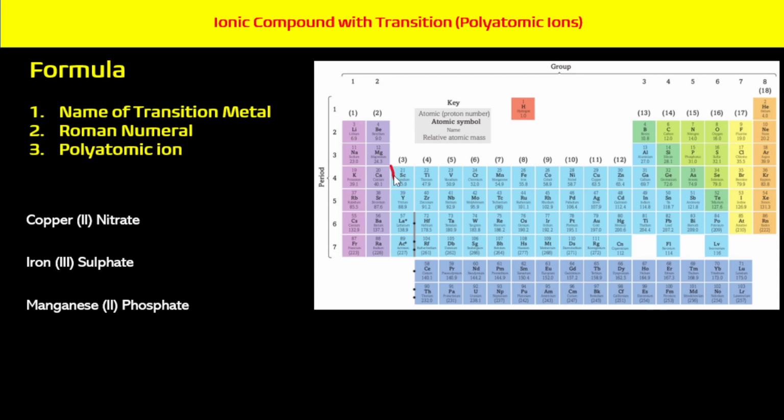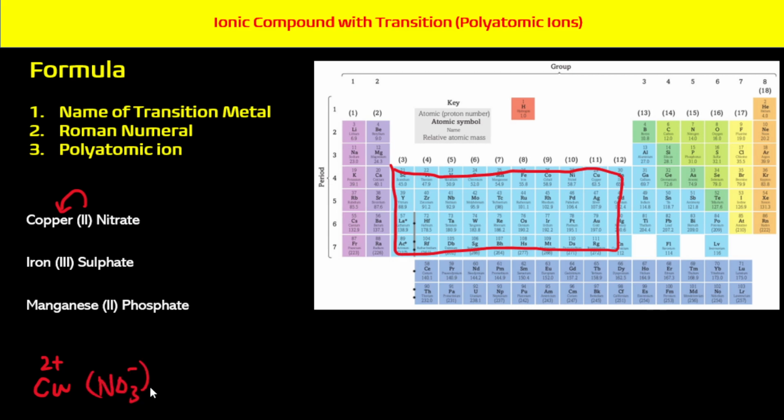Now we want to talk about what happens if we combine these transition metals with polyatomic ions. It is pretty simple, okay? So copper 2 nitrate, right? It's copper, Cu. The 2 represents the charge in front, so it's 2 plus, and nitrate is NO3 minus. So we're going to multiply this entire thing with 2, so that it becomes minus 2 and plus 2 to balance. So it will be Cu(NO3)2.